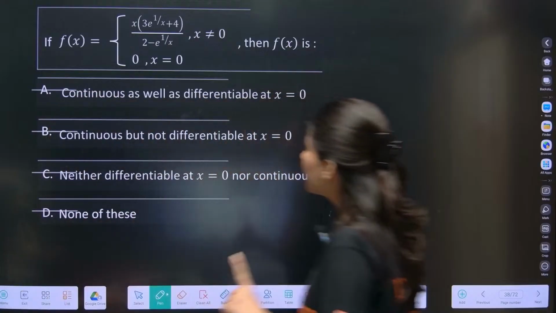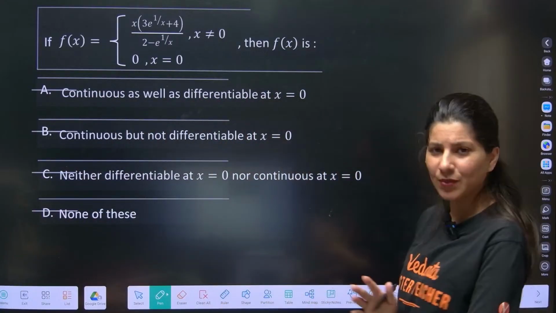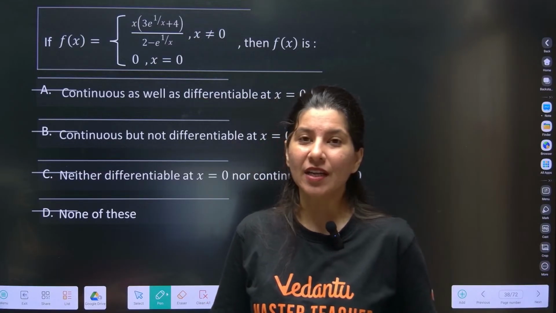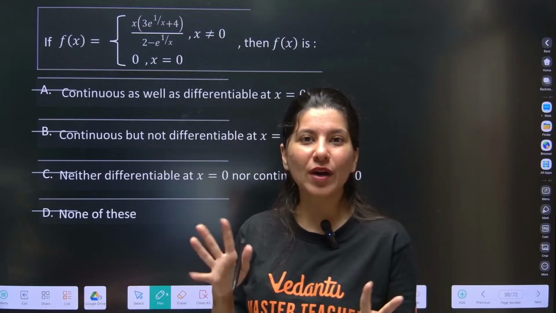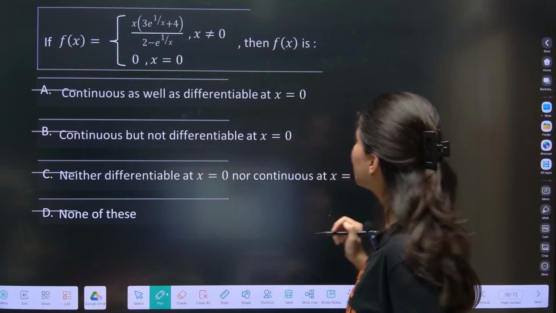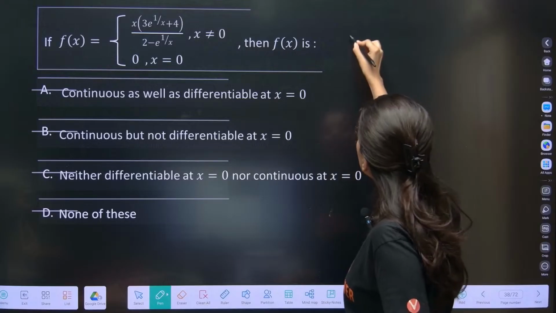So again, first principle will come into the picture. Can you see now? Can you see the pattern? Why I'm going to apply first principle? The moment you see 1 by 0 kind of a thing, then your first principle will be applicable. Okay. So now right hand derivative.